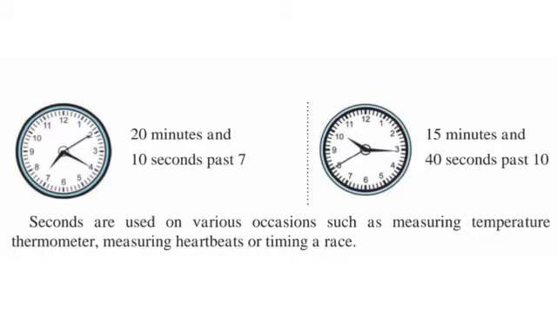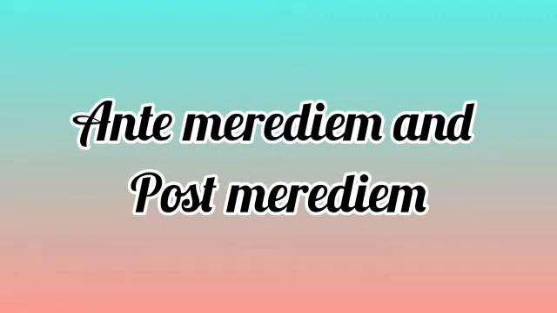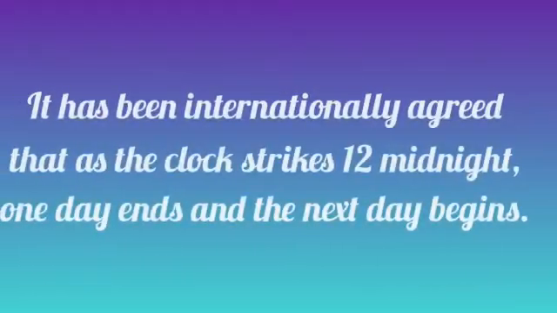Seconds are used on various occasions such as measuring temperature with a thermometer, measuring heartbeats or timing a race. Here we calculate the time in seconds. Now the next topic is Anti-Meridium and Post-Meridium.